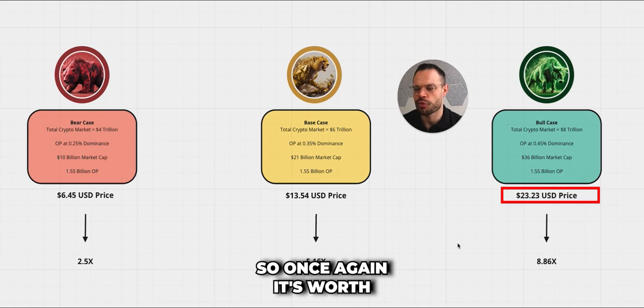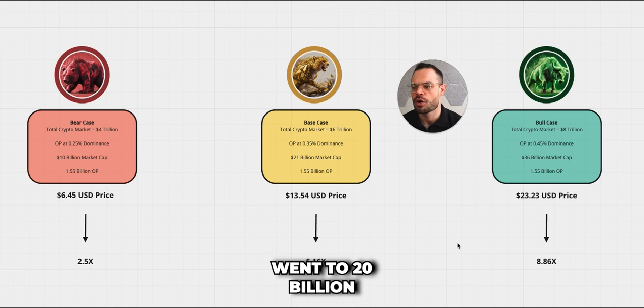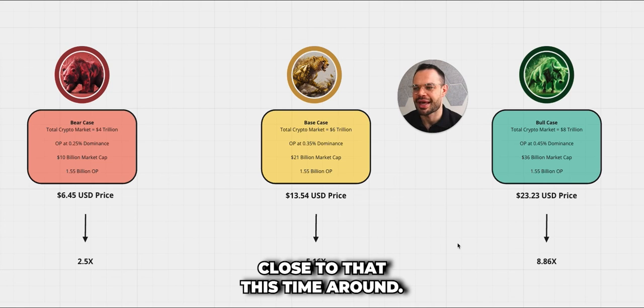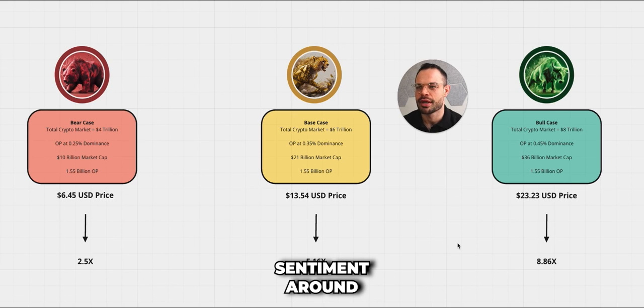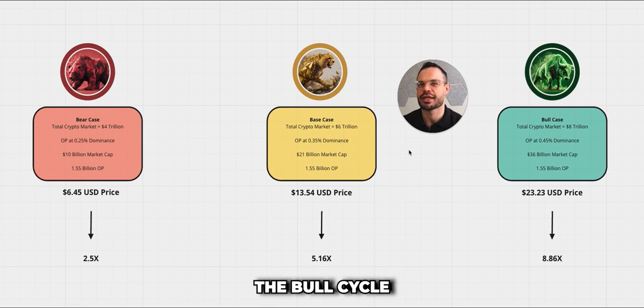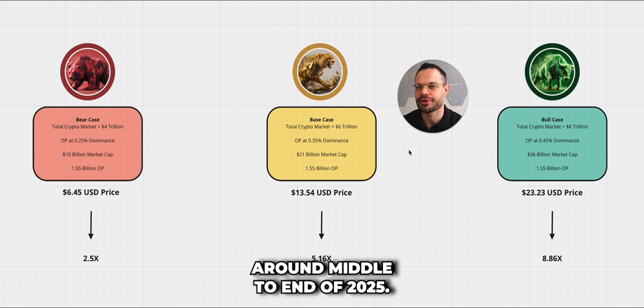So once again, it's worth putting in perspective the fact that Polygon went to 20 billion in market cap in the last cycle. Definitely room for Optimism to get close to that this time around. And if there's a lot of bullish sentiment around Ethereum layer 2s and all of the stuff going on in DeFi, we could even see it getting up closer to this 30 billion mark. So that is our price prediction for Optimism for the peak of the bull cycle, which we estimate to happen around middle to end of 2025.